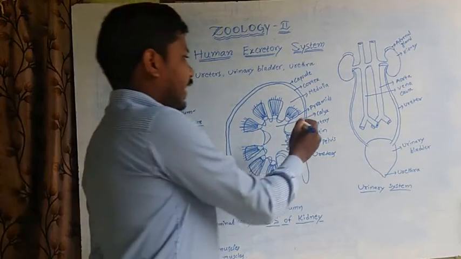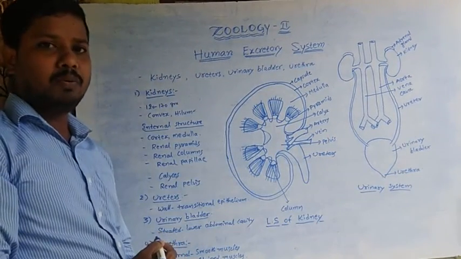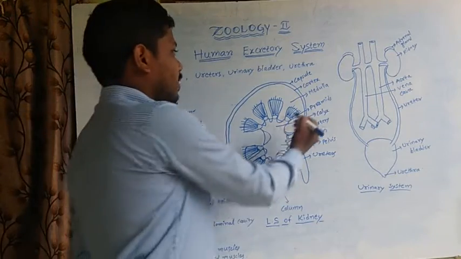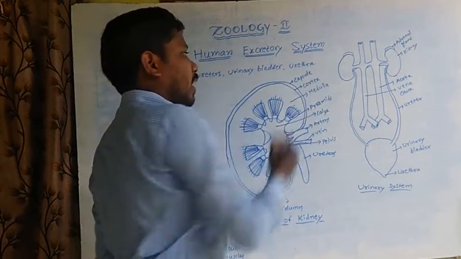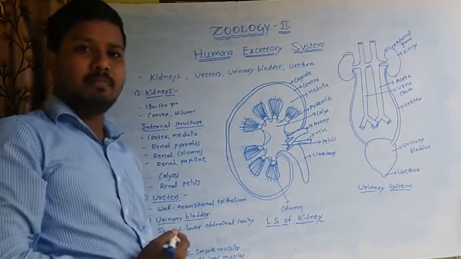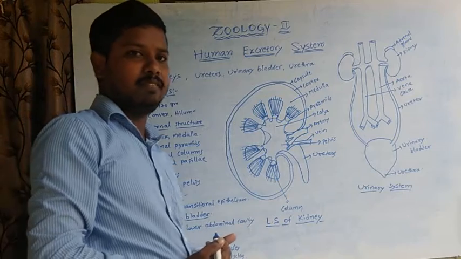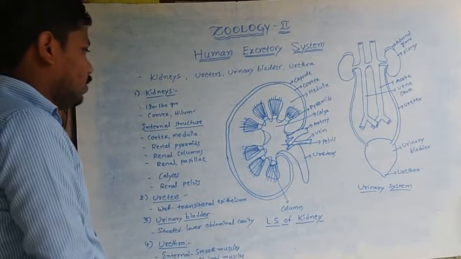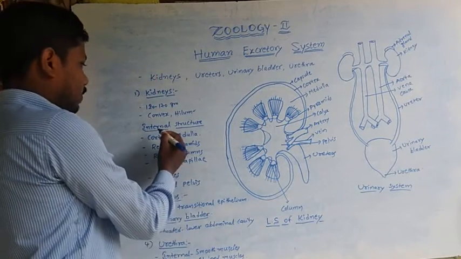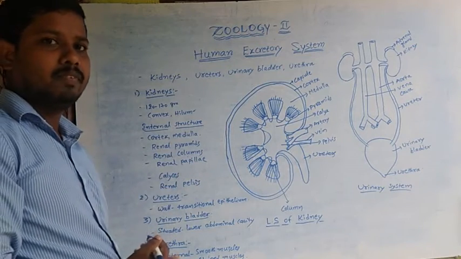Each kidney is surrounded by a tough fibrous tissue. This fibrous tissue is called the renal capsule. The renal capsule protects its delicate inner surface. So let us discuss the internal structure of the kidney.